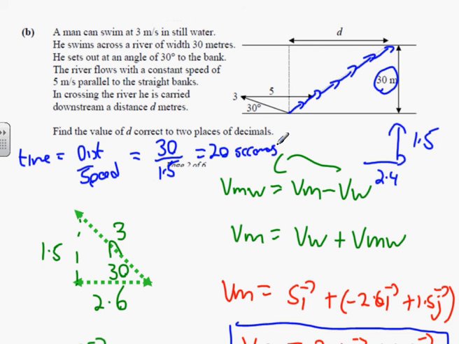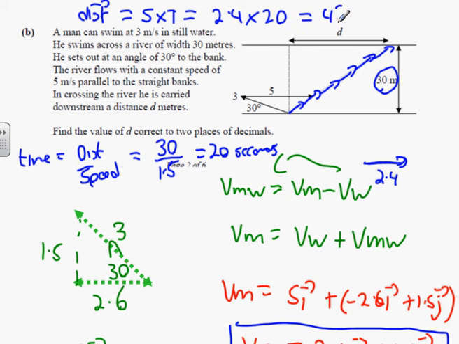Okay, so 20 seconds. Now finally, from these 20 seconds, this means that we're going to travel 2.4 meters to the right 20 times, because we have to multiply distance by time. So distance equals speed multiplied by time, and we're going to do distance in the lateral direction. You're going 2.4 meters to the right, multiply that by 20, and you get 48 meters. That one was worth 20 marks.